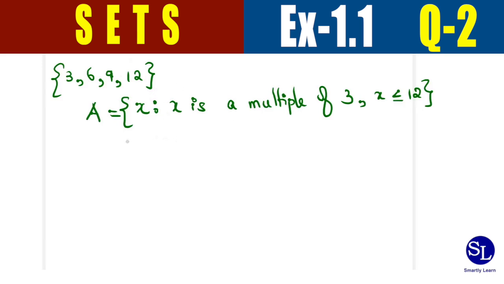We can write it in an alternative method too, where I say A has elements X such that X is equal to 3n and 1 less than or equal to n less than or equal to 4. So this is another notation where I can write the multiples of 3 as 3, 6, 9 and 12. So if you substitute the values, n is equal to 1, you get 3, n is equal to 2, you get 6 and so on. So both the methods are right. Whichever is convenient for you, you can pick that.